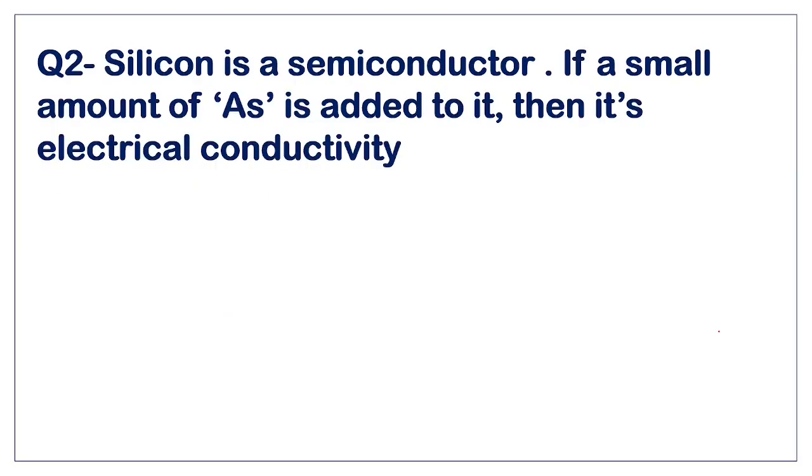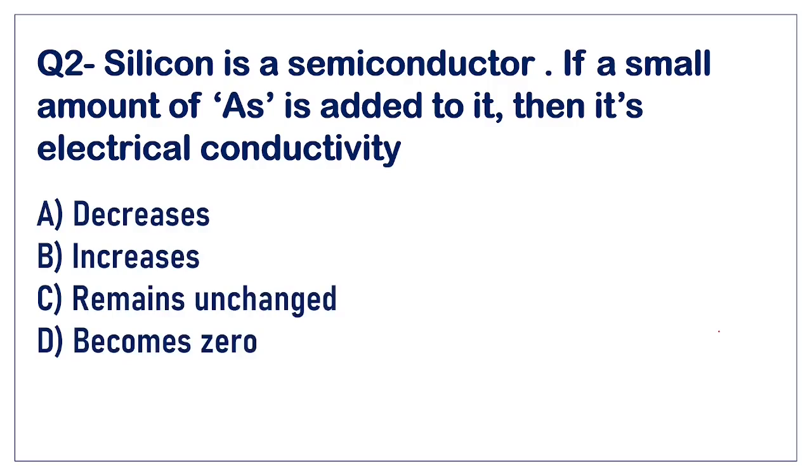Silicon is a semiconductor. If a small amount of As, that is arsenic, is added to it, then its electrical conductivity, that is its ability to make electric current flow, what will happen to that? So we'll see the options. The options are A decreases, B increases, C remains unchanged, and D becomes 0.